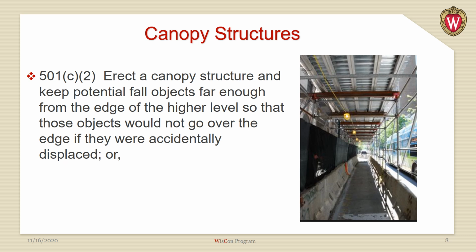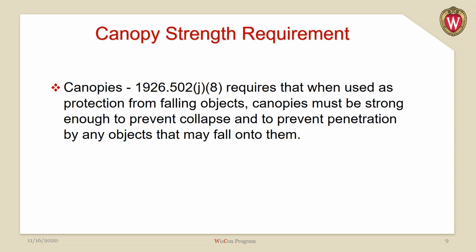The second option is described in 1926.501(c)(2). Erect a canopy structure and keep potential fall objects far enough away from the edge of the higher level so that these objects would not go over the edge if they were accidentally displaced. 1926.502(j)(8) requires that when used as protection from falling objects, canopies must be strong enough to prevent collapse and to prevent penetration by any objects that may fall onto them.